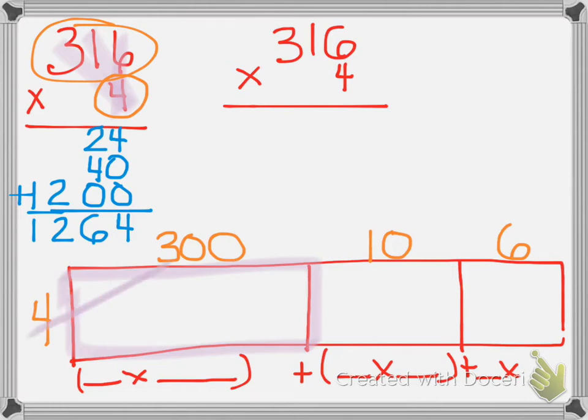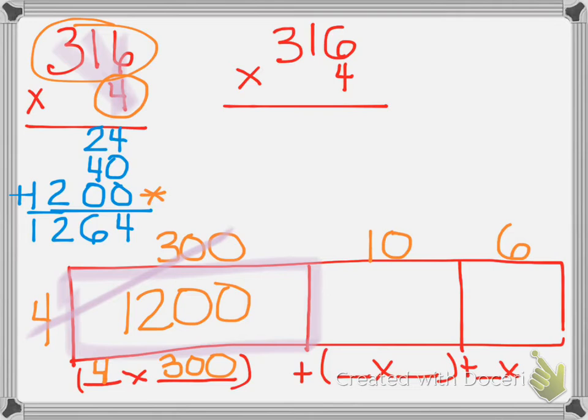I'm going to multiply length times width. You know the length is 4, so I'm going to fill that into my number frame. You know the width is 300. I'm going to put that in my number frame. 4 times 3 is 12. 4 times 3 hundreds is 1,200. And I got that same partial product when I did my partial products.